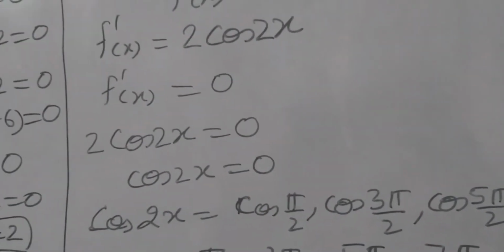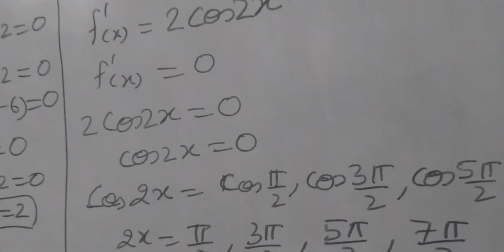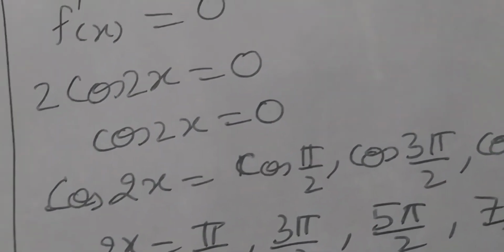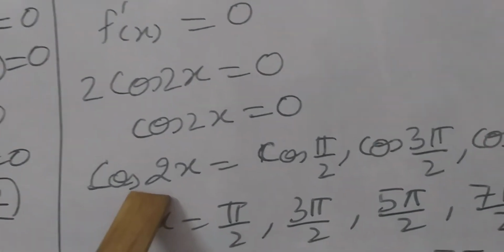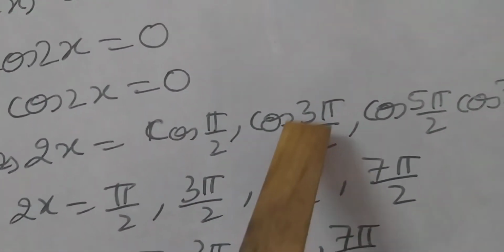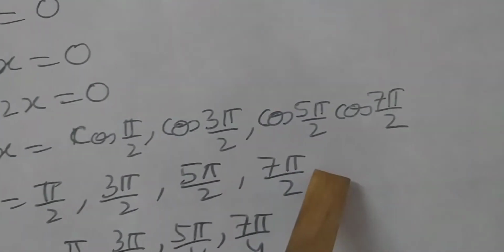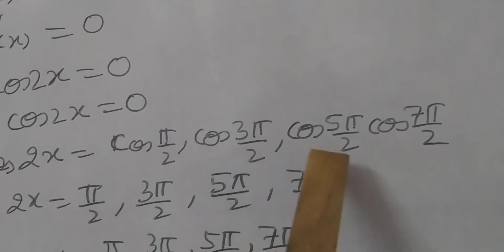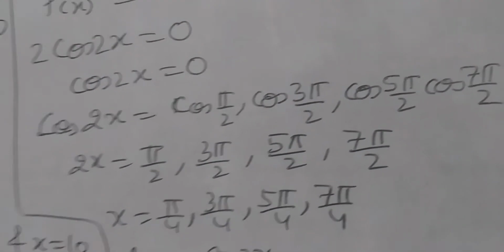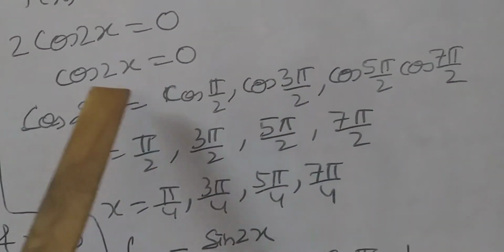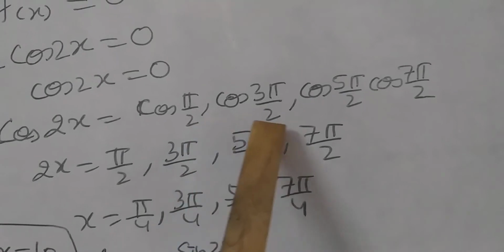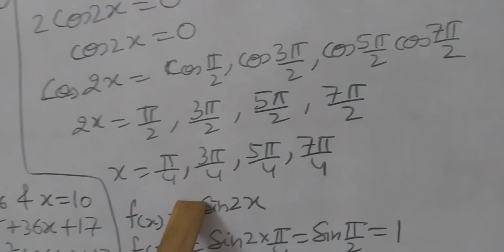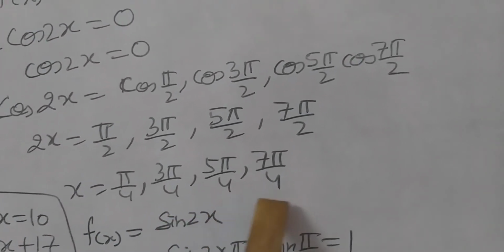So we know, students, cos value is 0 at odd multiples of 90 degrees. So cos 2x equals cos pi by 2, or cos 3 pi by 2, or cos 5 pi by 2, or cos 7 pi by 2. These are the odd multiples of pi by 2, meaning 90 degrees, and at all these points the cos value will be 0. So we can say 2x equals pi by 2, or 3 pi by 2, or 5 pi by 2, or 7 pi by 2. So x equals pi by 4, 3 pi by 4, 5 pi by 4, and 7 pi by 4.